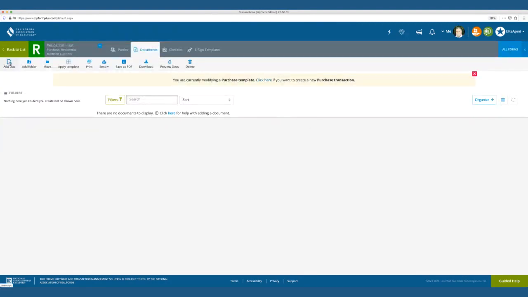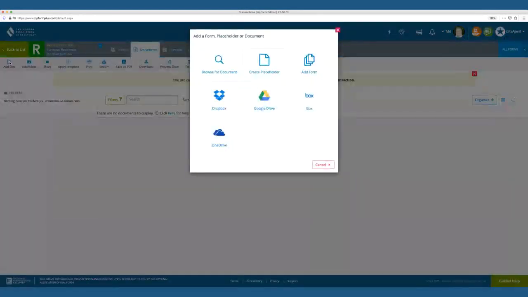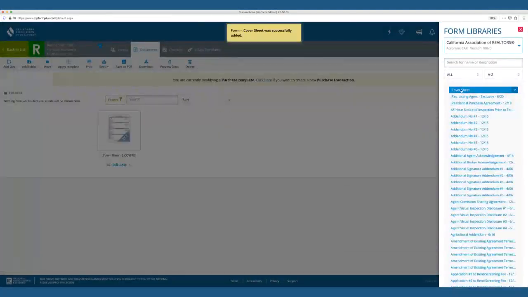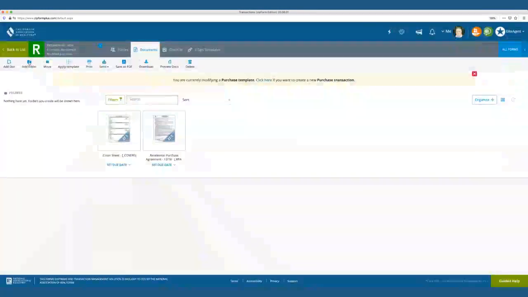The very first thing you want to add is, I clicked add a document, add a form. The first thing is the cover sheet. And then for now, we're just going to add the residential purchase agreement. So you've basically built a very simple template that on all purchases you are going to use. All right, so you can get out of that, and you're basically done.